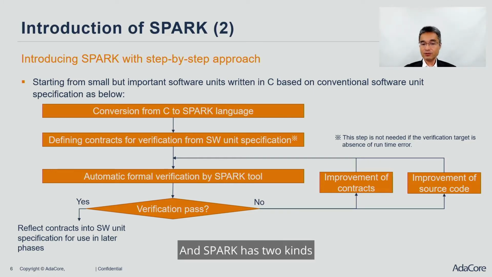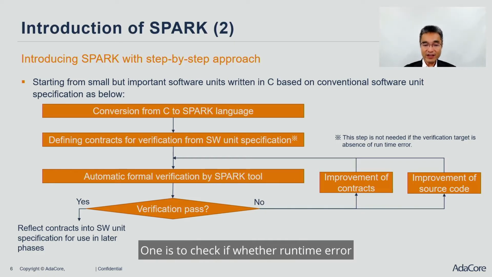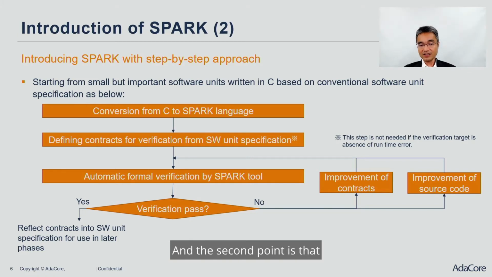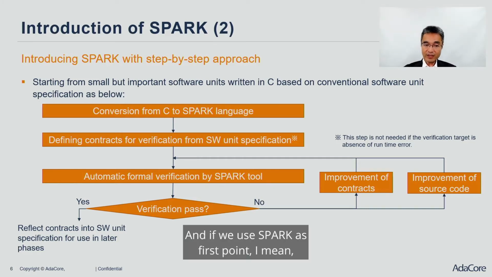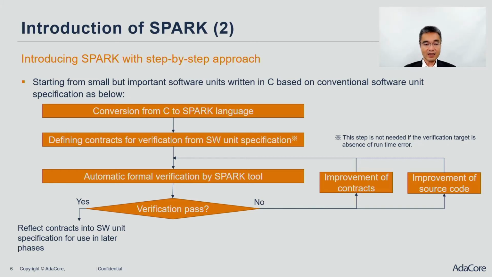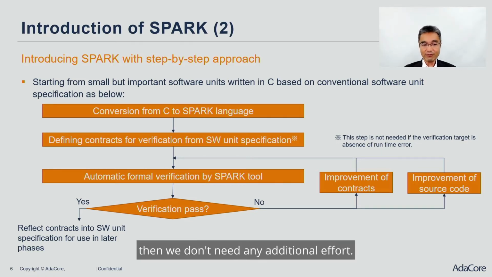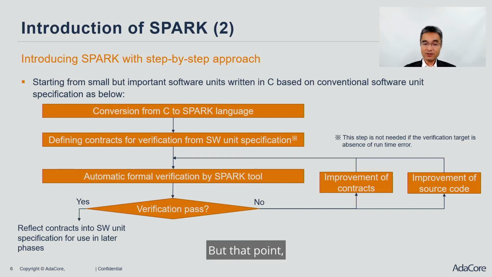And Spark has two kinds of verification methods. One is to check whether a runtime error exists in our software or not. That is one point. And the second point is whether the software is exactly implemented as we intended. And if we use Spark for the first point, I mean, if our software does not contain any runtime error, then we don't need any additional effort. Just ask Spark whether our software is perfect or not from the runtime error point of view. But that point is already covered to some degree by existing software.